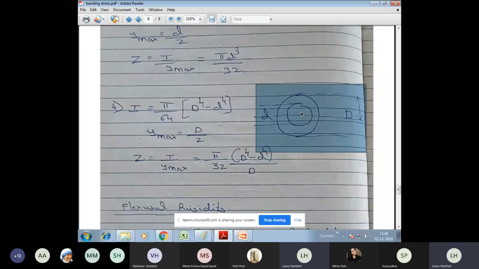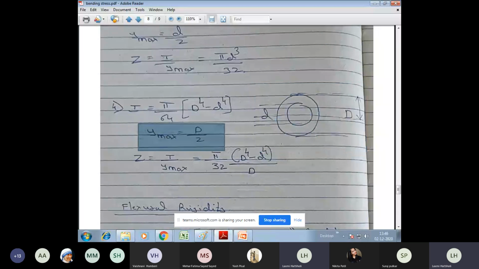Now in this case, what should be the Y max? It is once again capital D by 2, that is outer diameter divided by 2. And the inertia formula in this case will be pi by 64, capital D raised to 4 minus small d raised to 4.